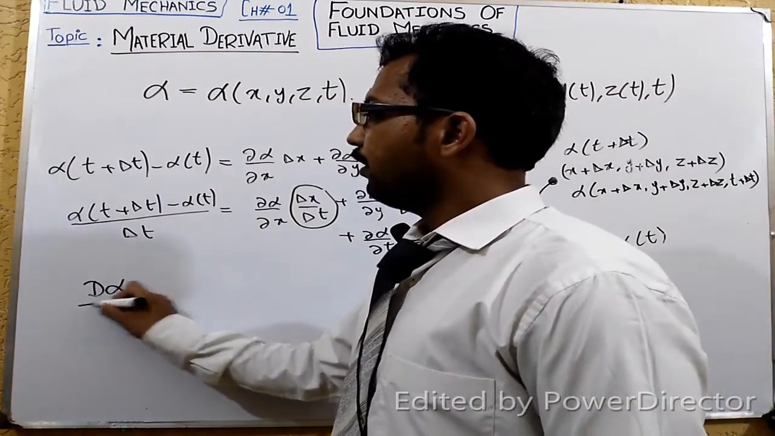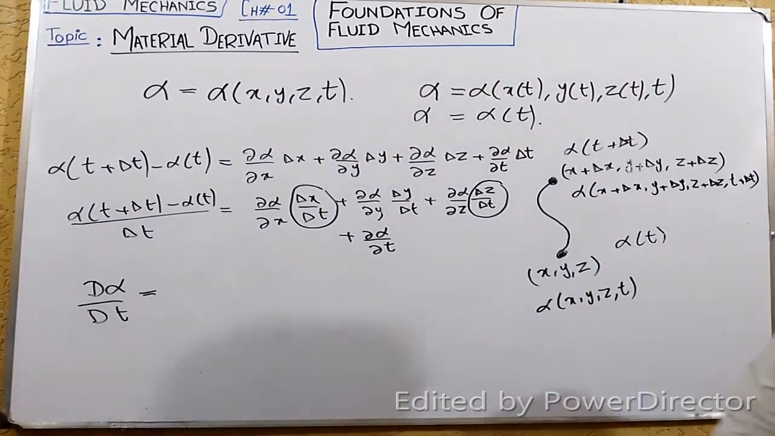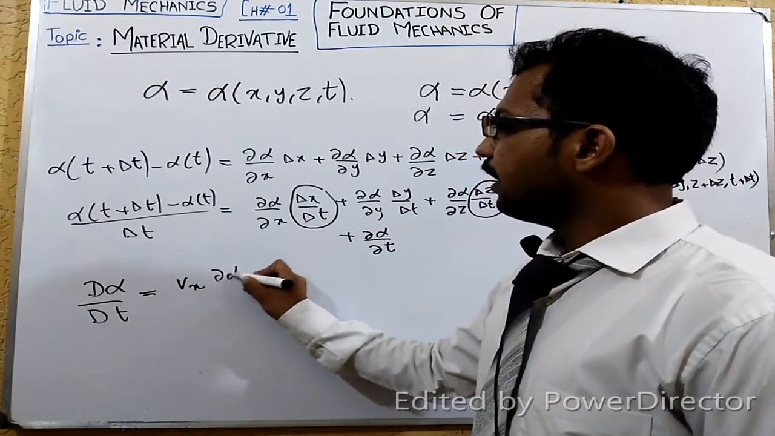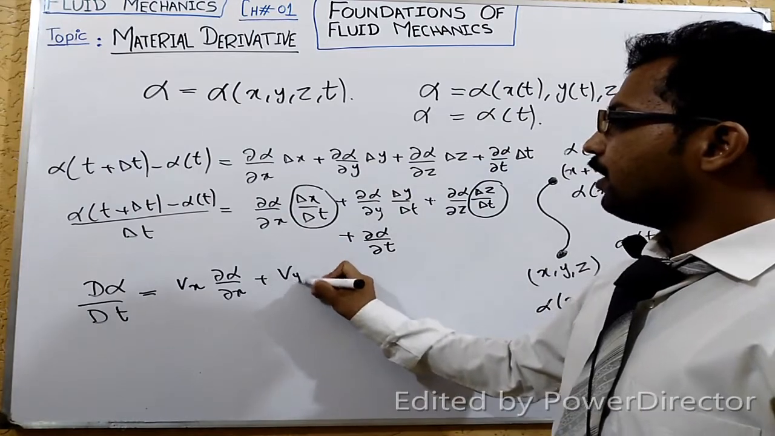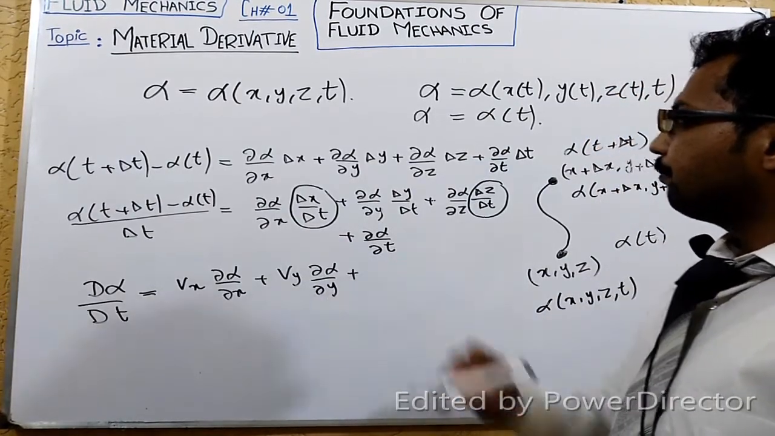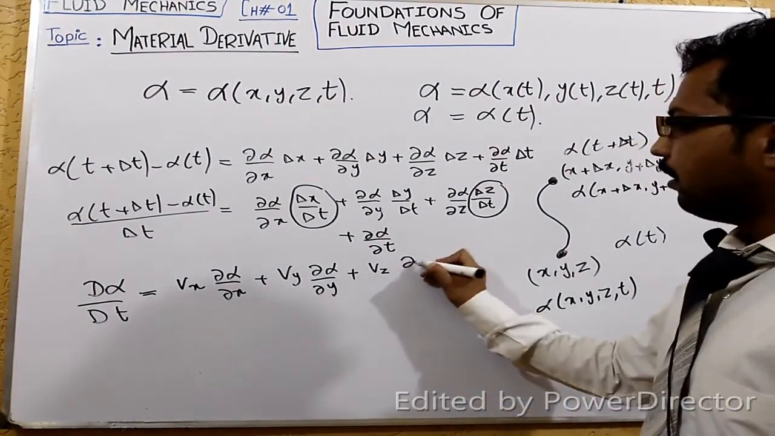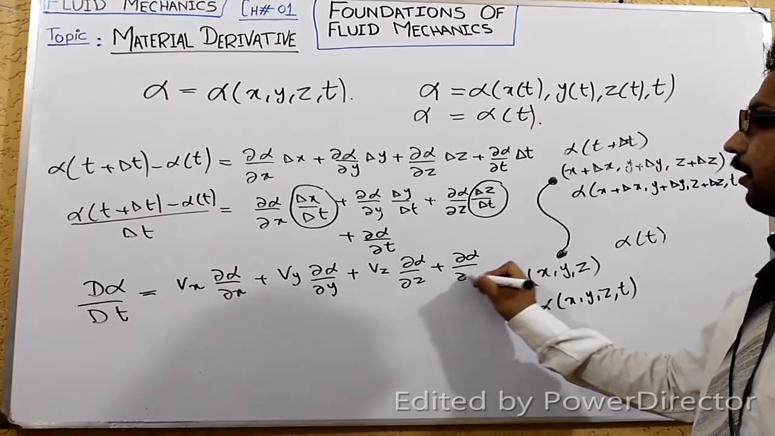So in the limit delta t approaches 0, this equation becomes: the total derivative or the Lagrangian derivative of alpha is equal to Vx partial alpha by partial x plus Vy partial alpha by partial y plus Vz partial alpha by partial z plus partial alpha by partial t.